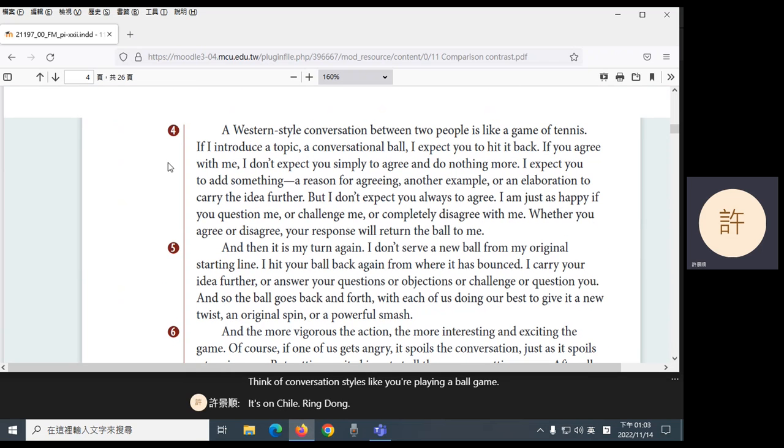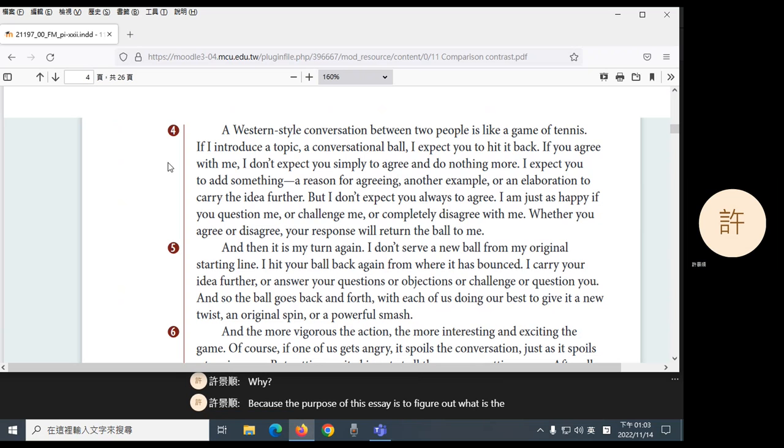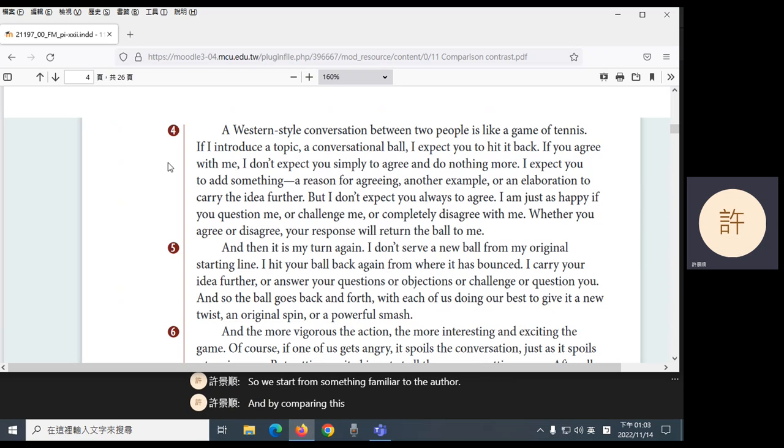A Western style conversation between two people is like a game of tennis. Okay, so we're starting with Western style. Why? Because the purpose of this essay is to figure out what is the Japanese style. So we start from something familiar to the author. And by comparing this familiar thing to a new thing, we can better understand the new thing. So we're starting from the familiar. A Western style is like a game of tennis, 网球.